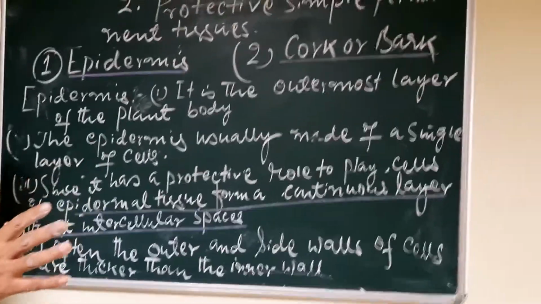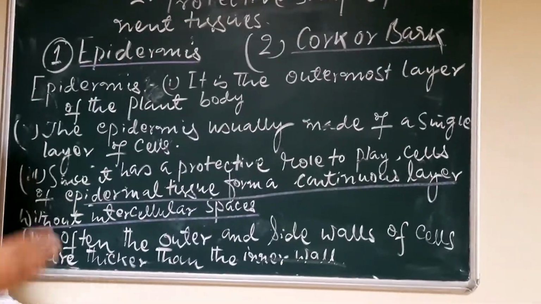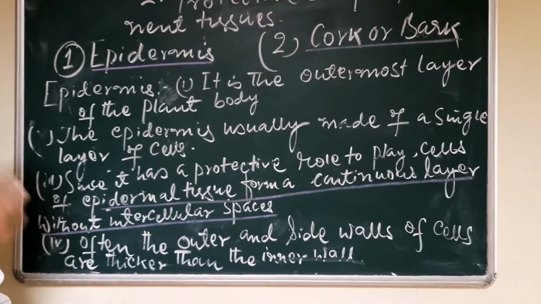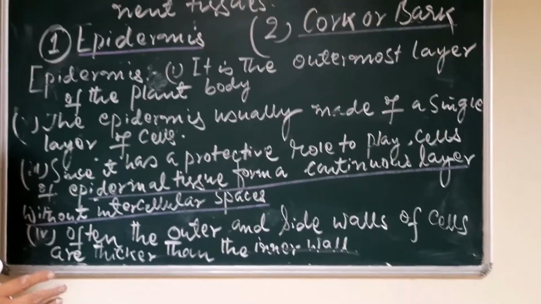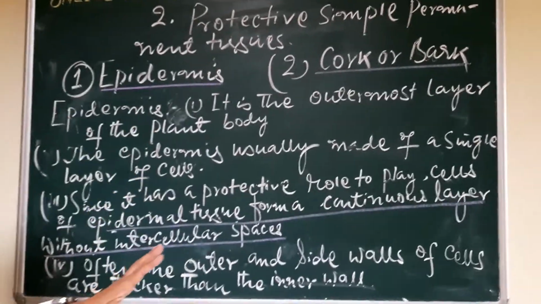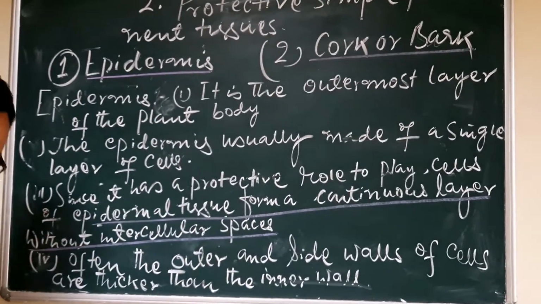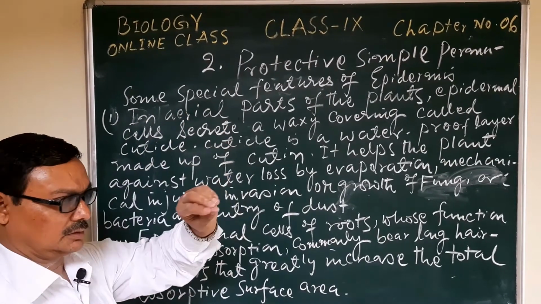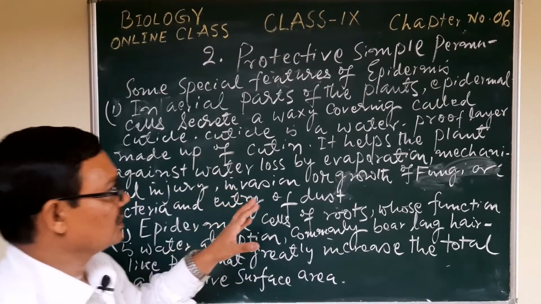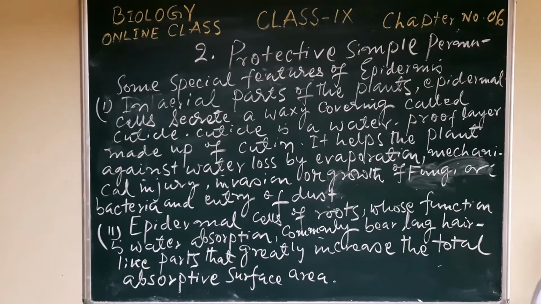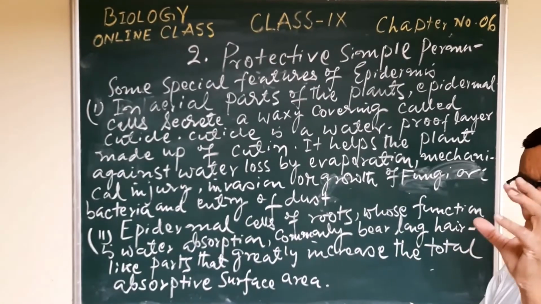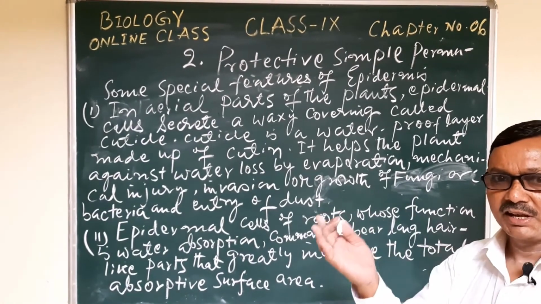The presence of the cuticle layer can prevent evaporation, can check the water loss, and can also protect from the invasion of bacteria, fungi and other adverse circumstances, and we will discuss all these things in the later part of the discussion. Here I have written those points which we discussed earlier: it is not only the protecting layer of the plant body, but it has some special features due to the presence of some special structures.